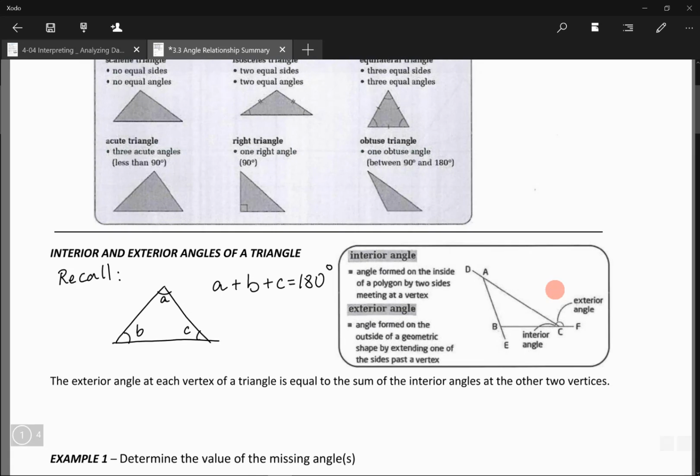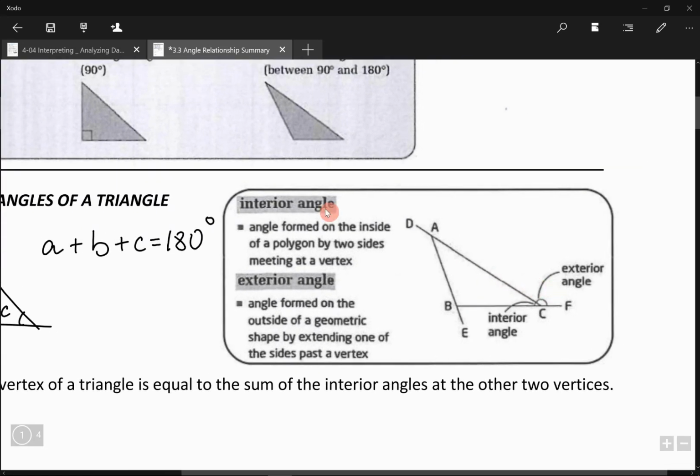So formal definitions of interior and exterior angles. Interior angles are the angles formed on the inside of a polygon by two sides meeting at a vertex, or a corner. And an exterior angle is an angle formed on the outside of a geometric shape by extending one of the sides past a vertex. So you notice there's a vertex here. If I extend this line here past the vertex, this angle on the outside is an exterior angle. The same thing up here, I can find another exterior angle.